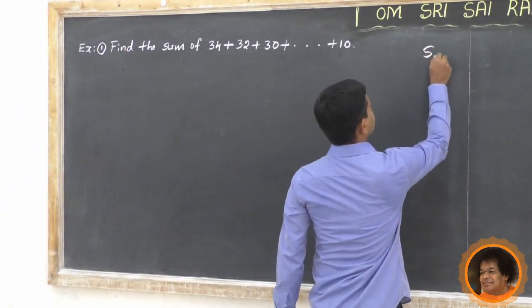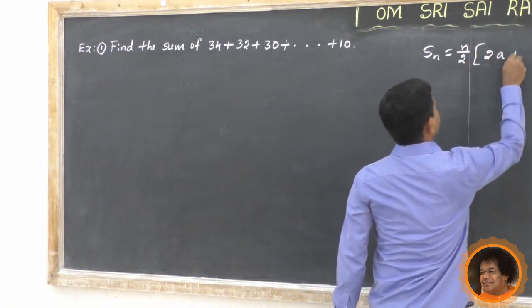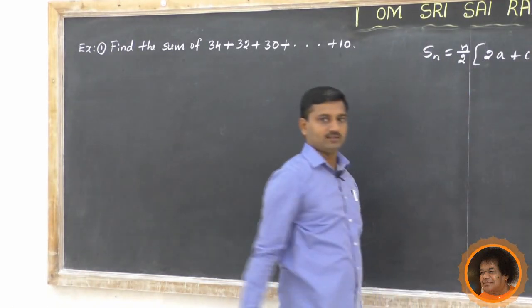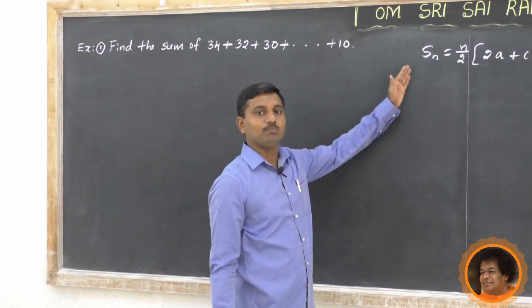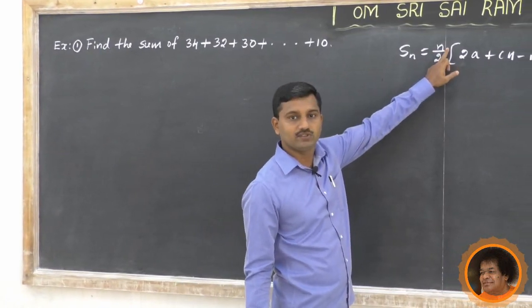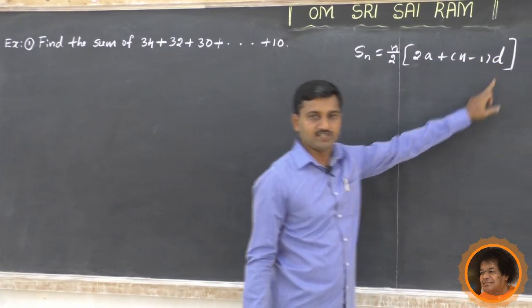So Sn is equal to n by 2 into 2a plus n minus 1 into d. So this is the formula to find the sum of n terms of an arithmetic progression. So here n is the number of terms and a is the first term. What about d? d is the common difference.